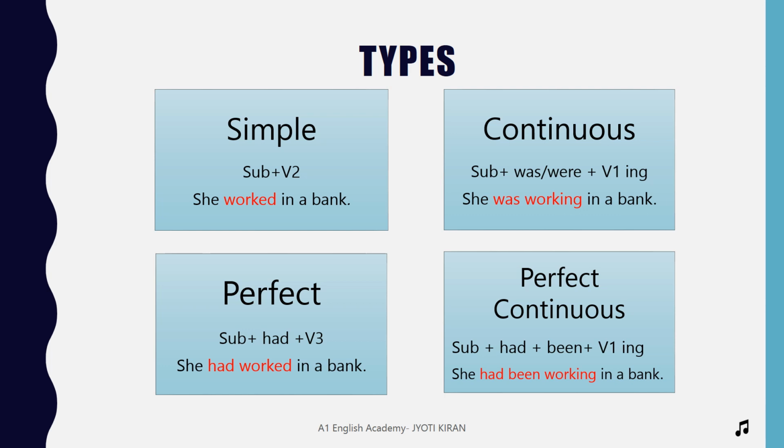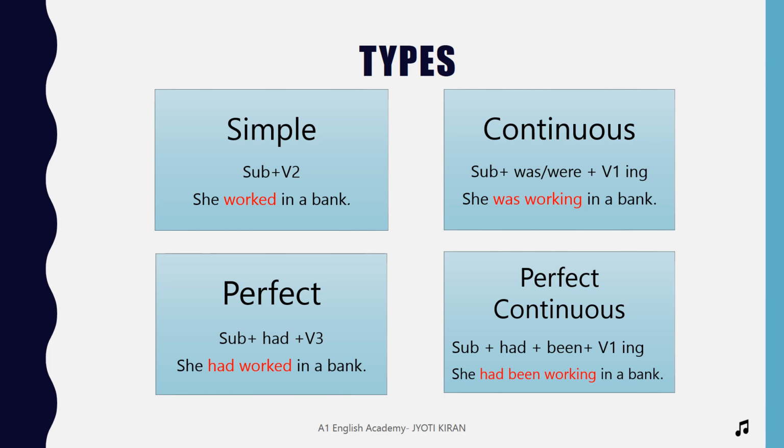Third is past perfect tense. It is used to emphasize that an action was completed before another took place. Here we use had with the third form of verb. See the example. She had worked in a bank.